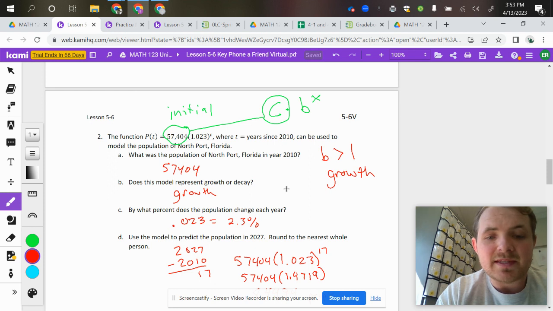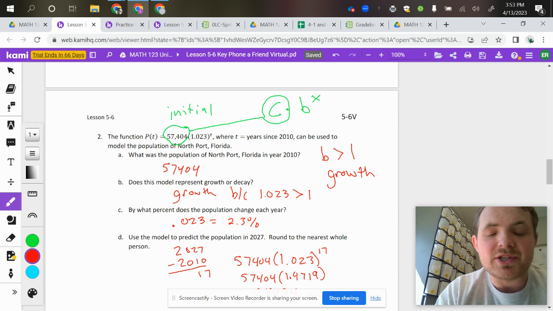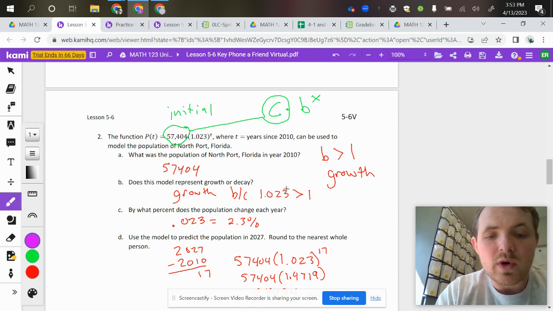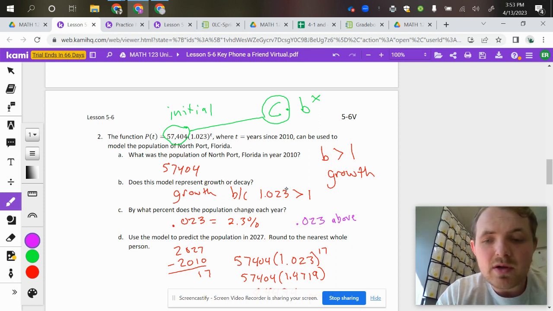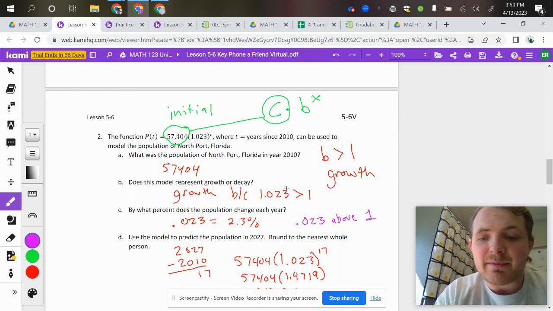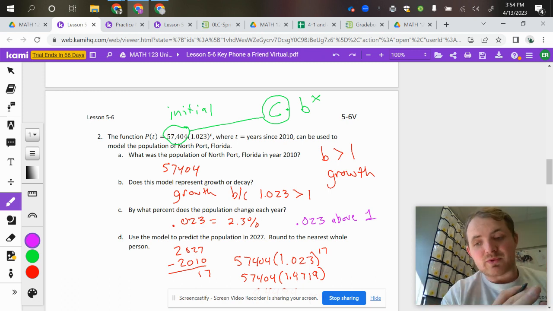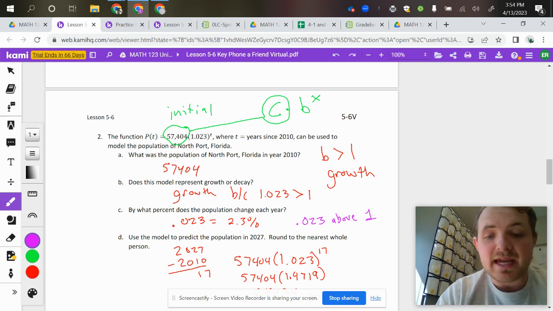Okay, so that's because 1.023 is greater than 1. Okay, that's why we are growing. Now, by what percent does this population change each year? So you are seeing how much are you above or below 1. So we are 0.023 above 1, and that is going to give me my percentage. Okay, so 0.023 as a percent would be 2.3%. So if it was a decay, you'd be subtracting from 1 to see the decay.